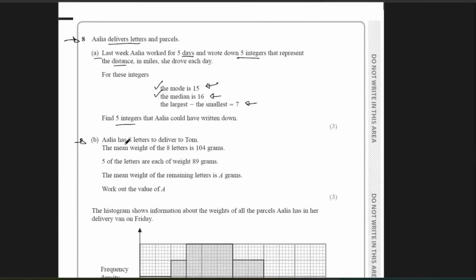Question B. Alia has 8 letters to deliver to Tom. The mean weight of the 8 letters is 104 grams. 5 of the letters are each of weight 89 grams, 5 of them. The mean weight of the 3 remaining letters is A grams. We need to work out the value of A.